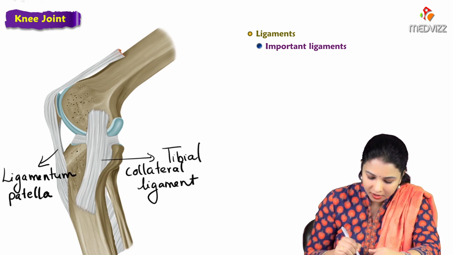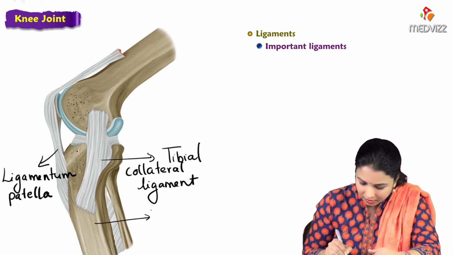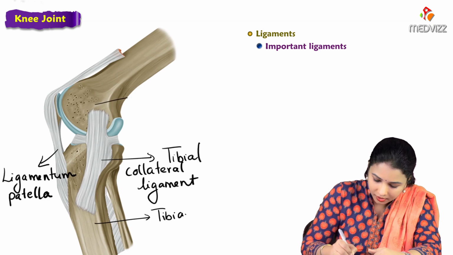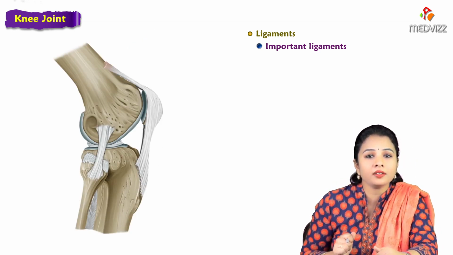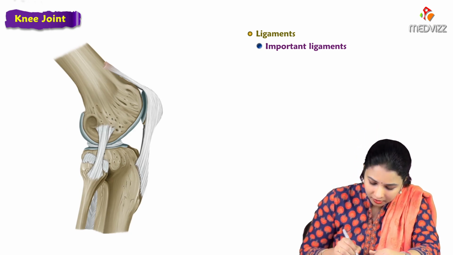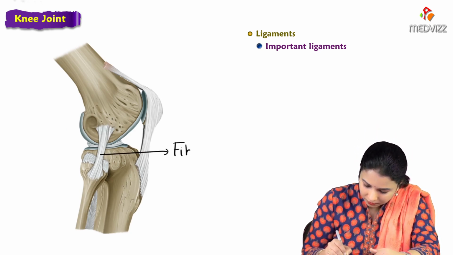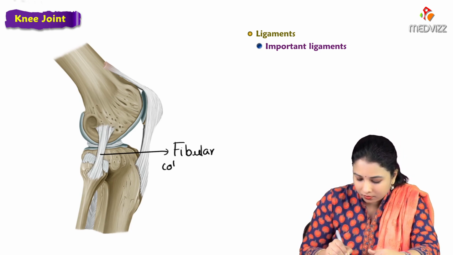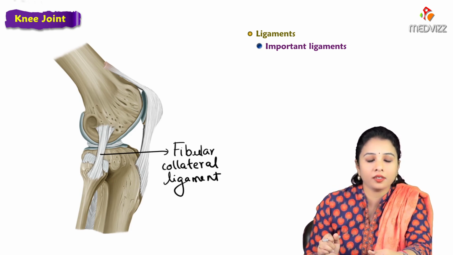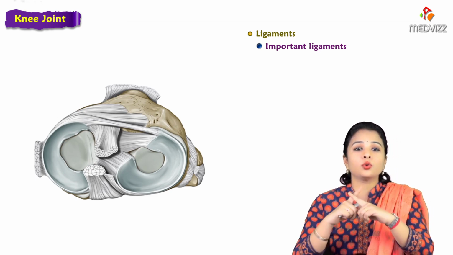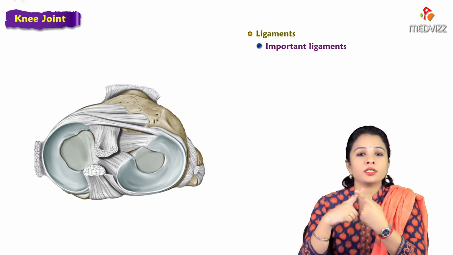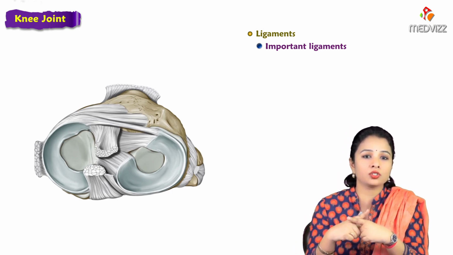So the medial one is the tibial collateral ligament. This is the tibia, and here are the condyles of the femur. The lateral collateral ligament is otherwise called the fibular collateral ligament. And within the joint, we have the cruciate ligaments called the anterior and posterior cruciate. Cruciate means crossing over. These ligaments cross over within the knee joint.